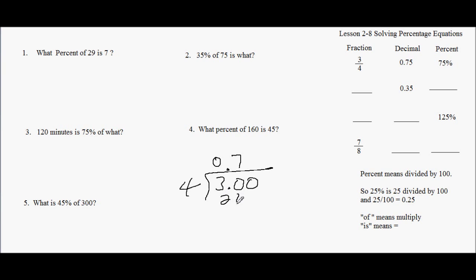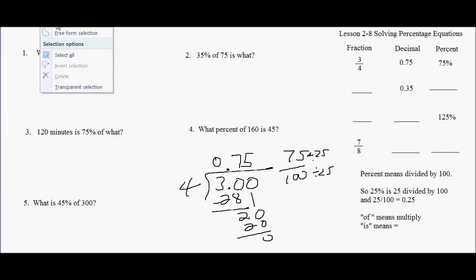7 times 4 is 28. Subtract that, you get 2. So that's the remainder. You bring down a 0. Oh, we got 5. 5 times 4 is 20. 0 remainder. I'm done then. So notice you get 0.75, and this is 75/100. And 75/100 reduces to 3/4, because if I divide 75 by 25 and 100 by 25, I get reduced down to 3/4. Now, the percentage is just, all they're doing is trying to get rid of the decimal point.